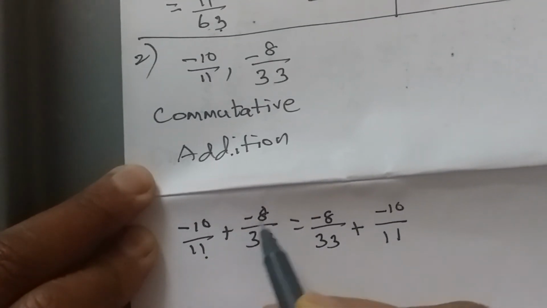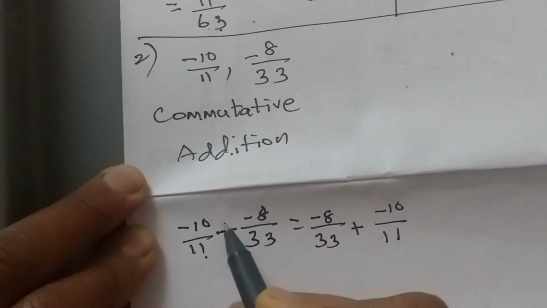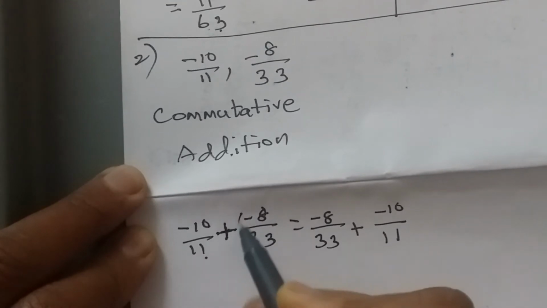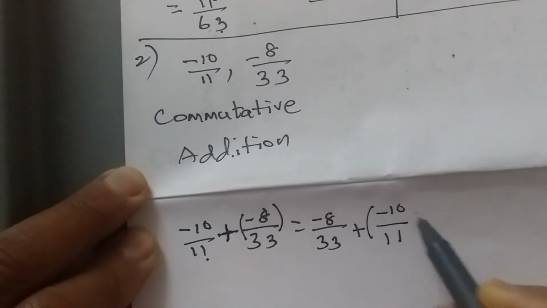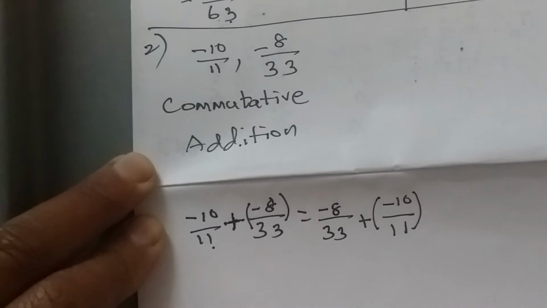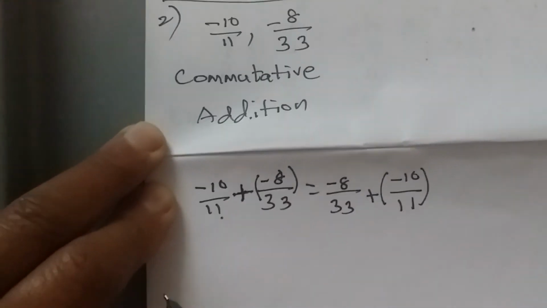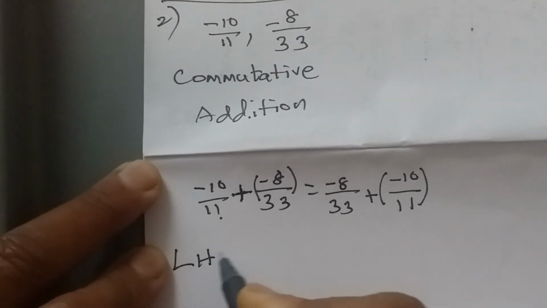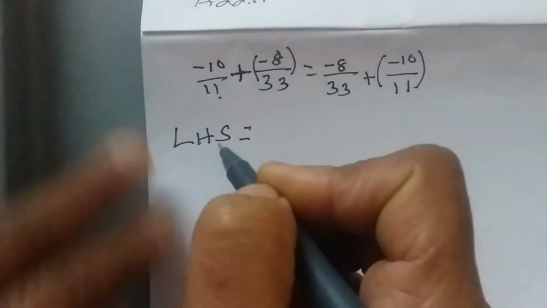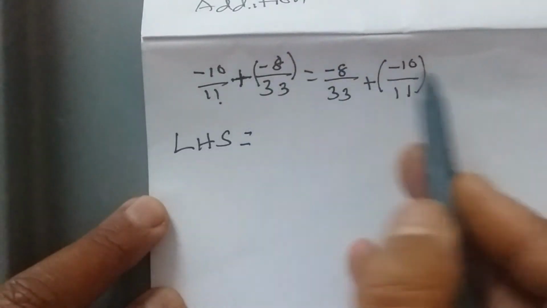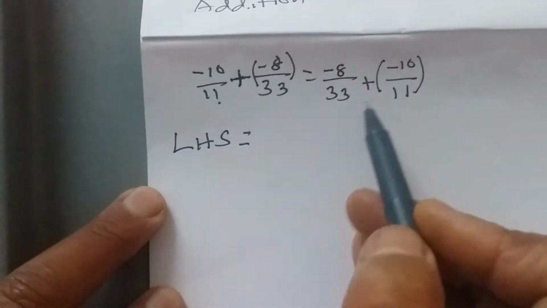Just to avoid confusion, or to make it clear, if two signs come together, you put a bracket so that it is very clear for us, the sign of the operation and the sign of the number. So we'll take LHS. What is LHS? Left hand side. We'll simplify the left hand side first, then we'll simplify the right hand side and check the answers.